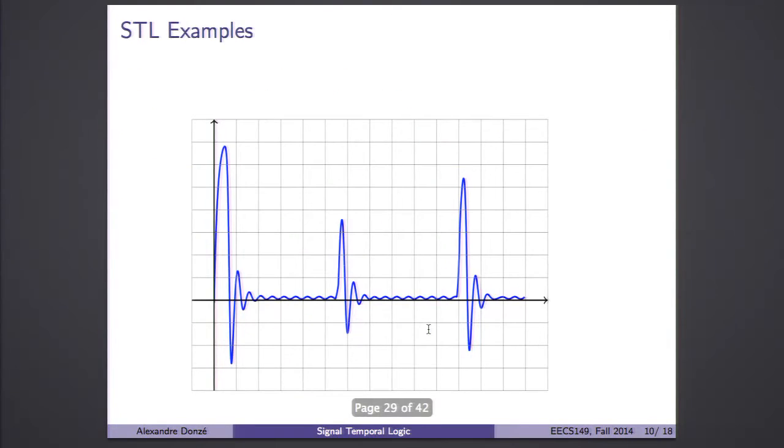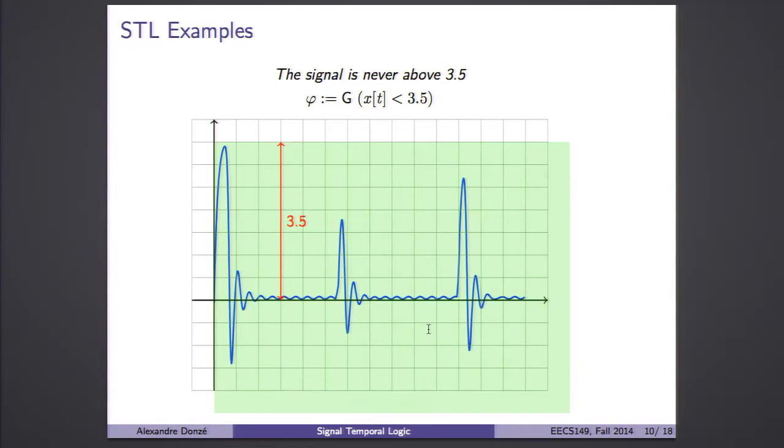point? All right, so some visual example. Let's say you have this red signal there, and you want to say that it's never the case that the signal is above 3.5. Then you would say always x of t smaller than 3.5. And in green here, this is the region where your signal should lie in order to satisfy the formula. Okay. So the signal should be below 3.5, in that case it is true.